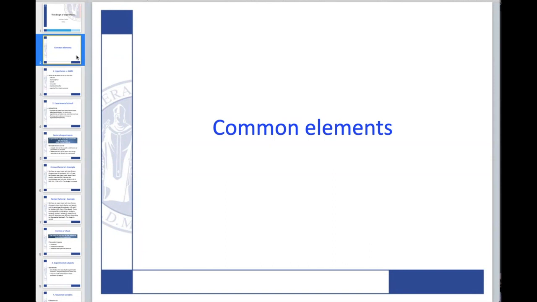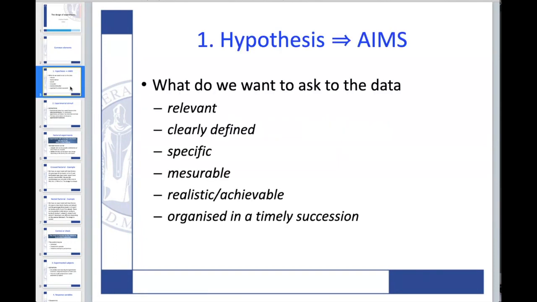So the first characteristic of an experiment is the hypothesis. So we need to always start from a hypothesis. The hypothesis is related to the aims. So we define a hypothesis, and then according to that hypothesis, we define the aims. So the hypothesis is the question we want to ask to the data.